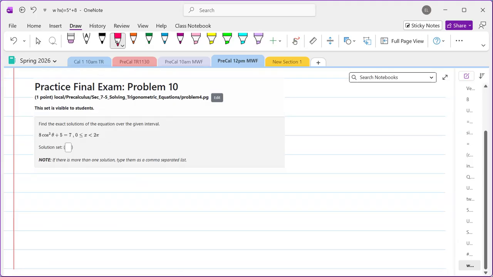All right, so number 10 here is giving us a quadratic trig equation to solve. So our whole goal is to get theta by itself so we can say what numbers theta can equal that will make this equation true. We do get the added caveat that we only need to care about solutions between 0 and 2 pi, which is just a way of saying solutions on the unit circle.